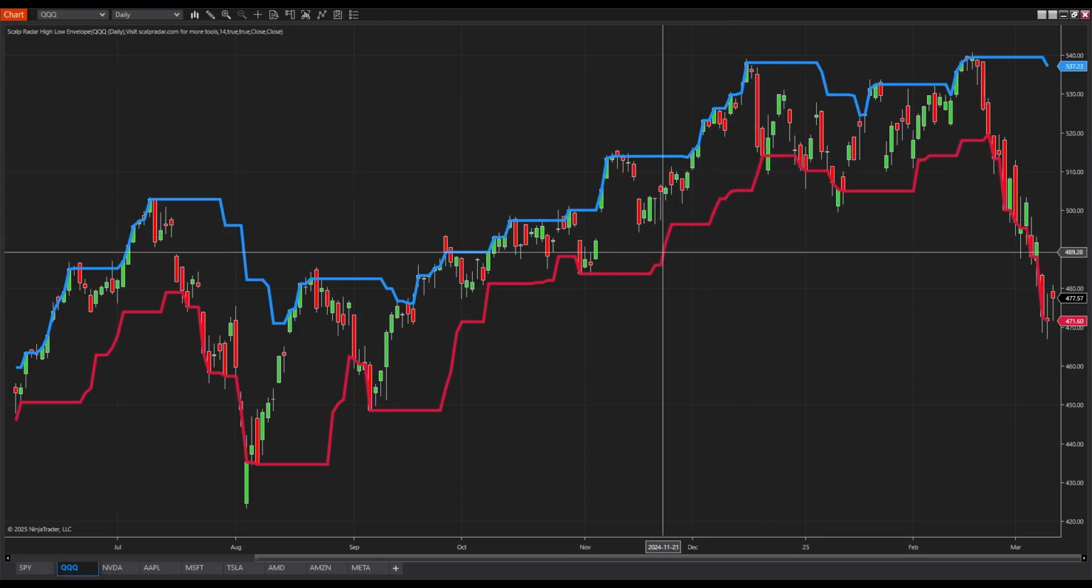So those are the 3 free indicators that Scalp Radar is offering today. We'll have more in the future, so check back with us.